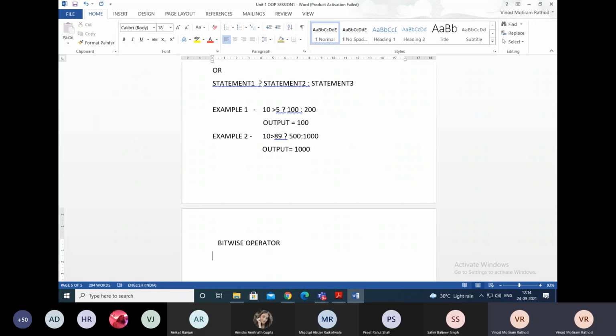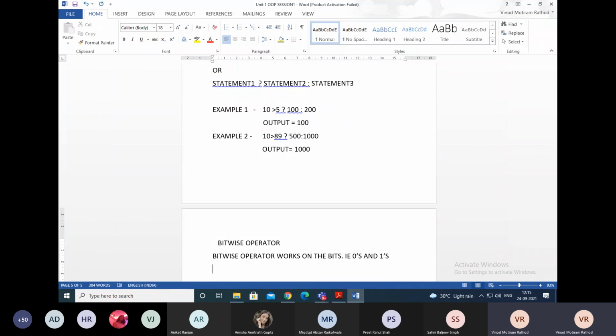Can anyone tell me what the bitwise operators are? Anyone? So that is bitwise AND, bitwise OR. So we can say zeros and ones. Yes or no? Zeros and ones. So the operators which work on the bits, that is zeros and ones, are called bitwise operators.